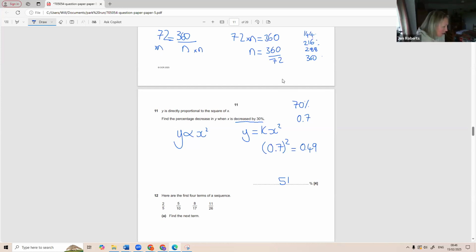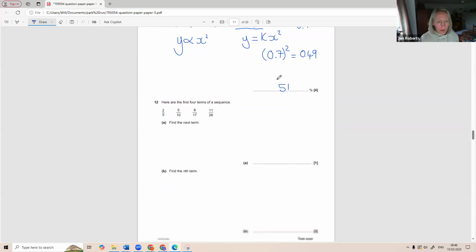Let's have a look. 51 over 100. If you've got y equals kx squared, or y equals kx squared, you've got 0.49 anywhere. Yeah, it's quite a tricky question, that. Let's move on. Question 12.